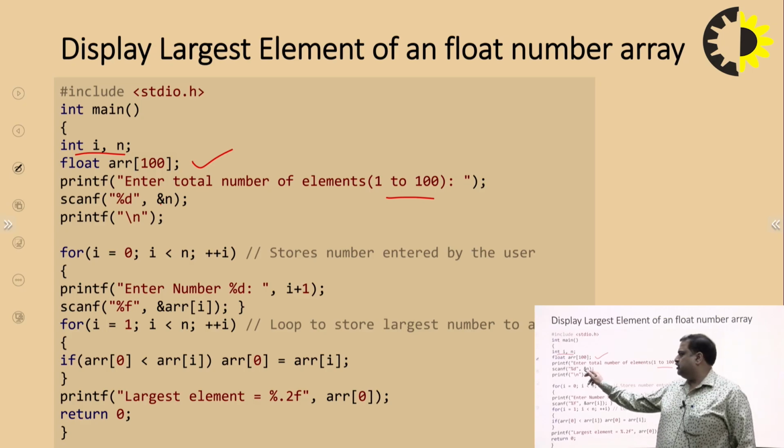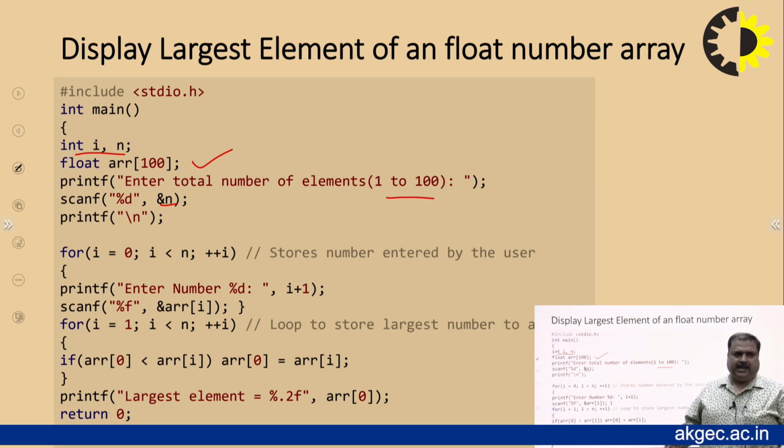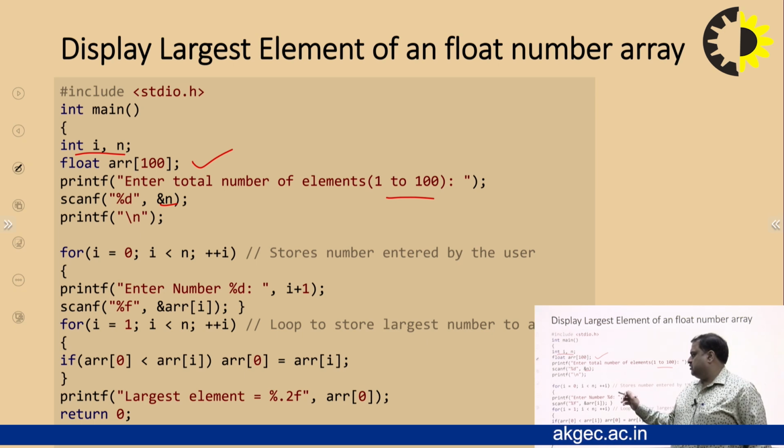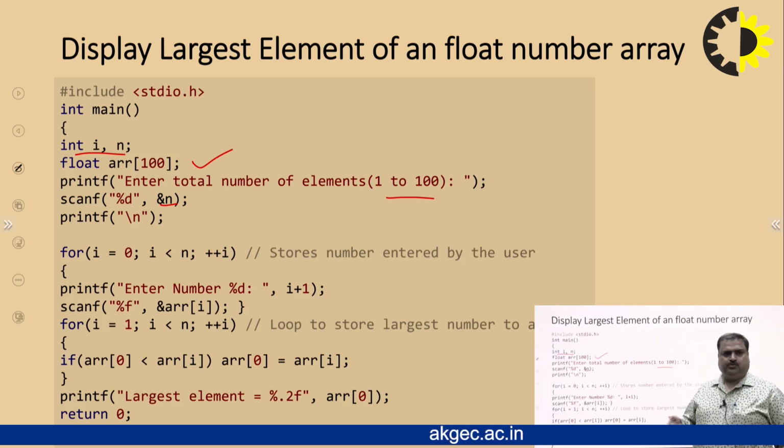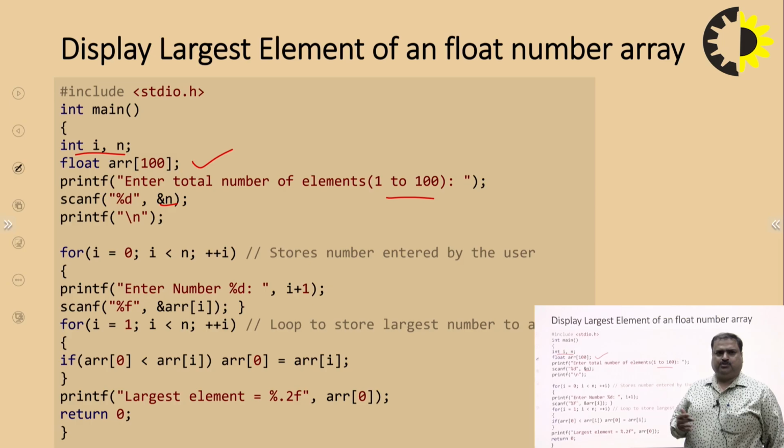So the user has told us the value we want to use as n. So we need to read those values. We are giving a message each time, "enter number", and i is coming from 0, but we generally don't use 0 in numbering, we start from 1, 2, 3, 4. That's why I have used i plus 1. So element number 1, element number 2, element number 3, and the user will supply that element.